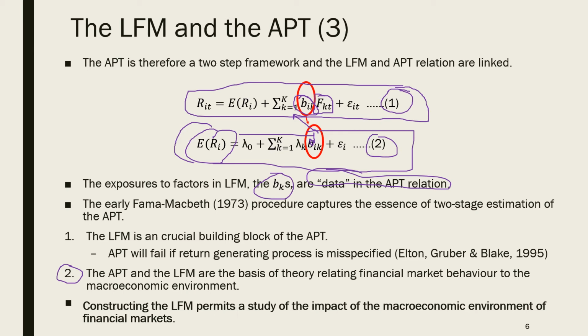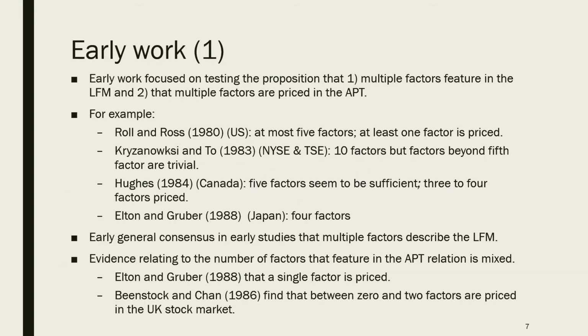So constructing the linear factor model in its purest form allows us to study the impact of the macroeconomic environment and any other variables that impact the macroeconomic environment and their impact specifically on financial markets. So let's talk about the development of the arbitrage pricing theory and specifically the formalization of this idea that it is multiple sources of information that move stock markets. How did this come about?